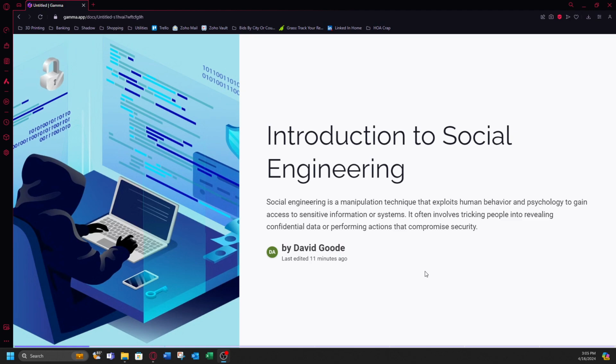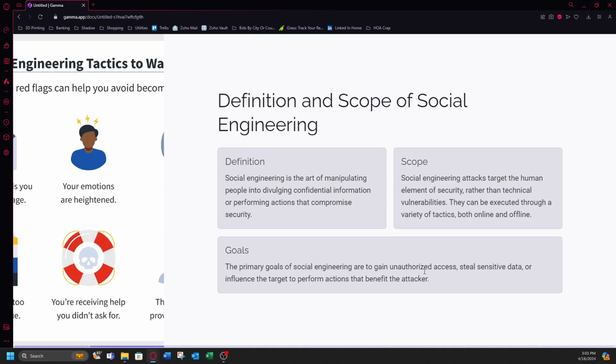So social engineering is a manipulation technique that exploits human behavior and psychology to gain access to sensitive information or systems. It often involves tricking people into revealing confidential data or performing actions that compromise security. It goes way more in depth than that because there are lots of examples. But again, I want to keep this concise but give you enough information to help you protect your data and your information, because your information is and should be held secure at all times, no matter where that information resides. The definition is the art of manipulating people into divulging confidential information or performing actions that compromise security. There is a multitude of information this could entail.